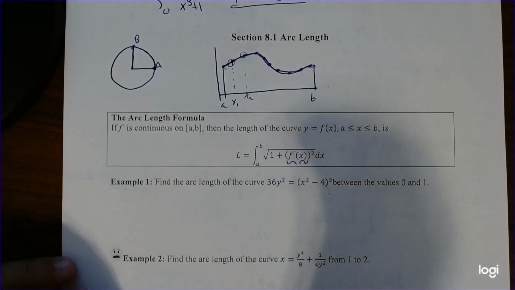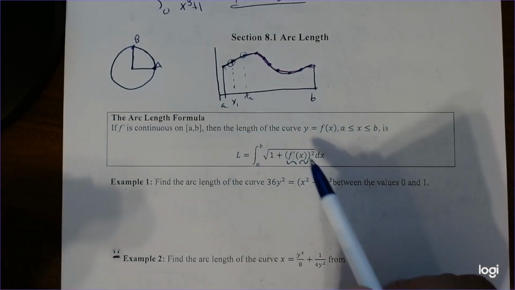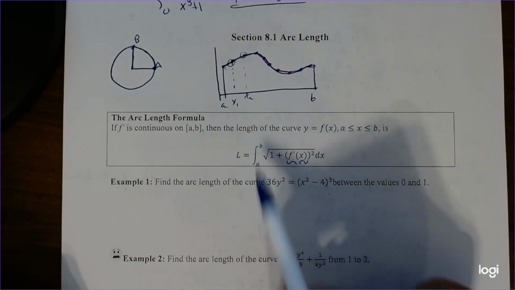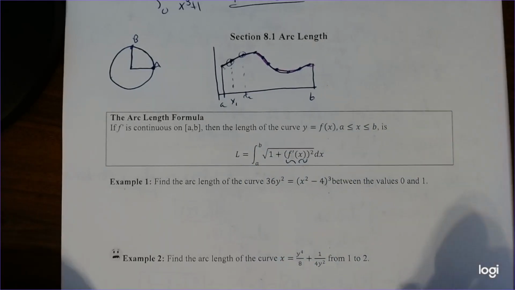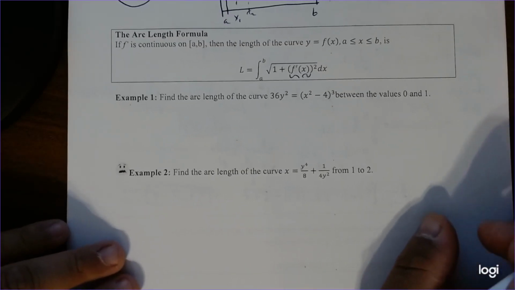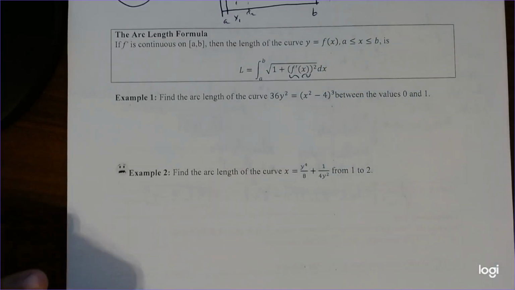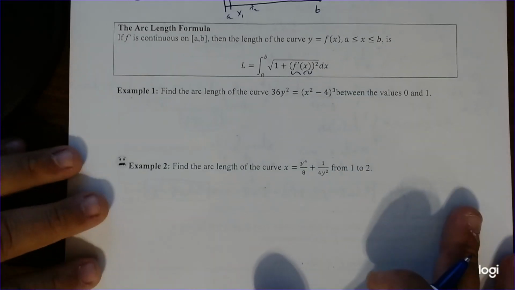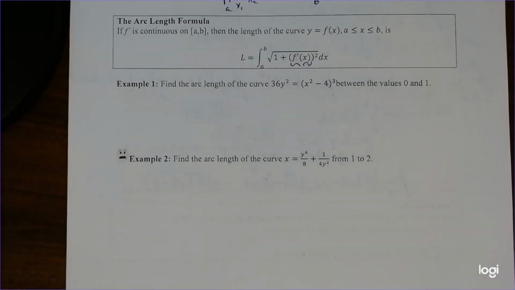Okay? Now, these are going to be pretty difficult. The setup is going to be frustrating, but the actual integration will be pretty nice because a lot of stuff cancels, and you'll see that in a little bit. That's kind of what you want to deal with in these types of questions. It's going to look like a horrible integral, but all you have to do is simplify and try to get rid of that square root, and then it becomes kind of nice integration to deal with. Okay, so let's try an example so you can see how this will work out. Find the arc length of the curve 36y squared equals (x squared minus 4) to the third power between the values of 0 and 1.